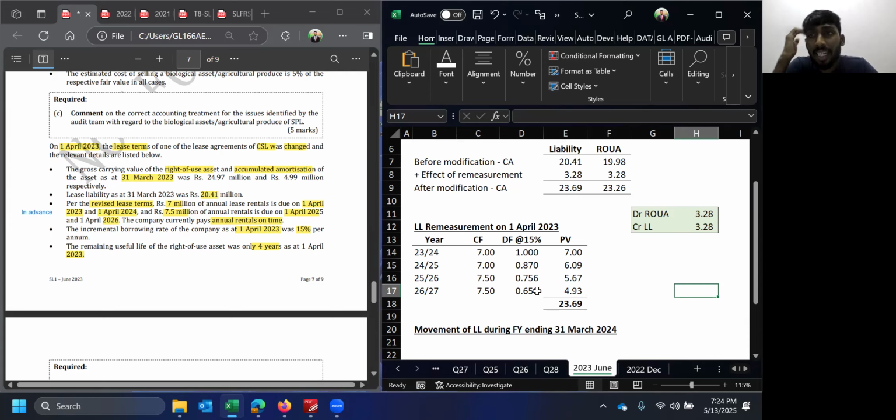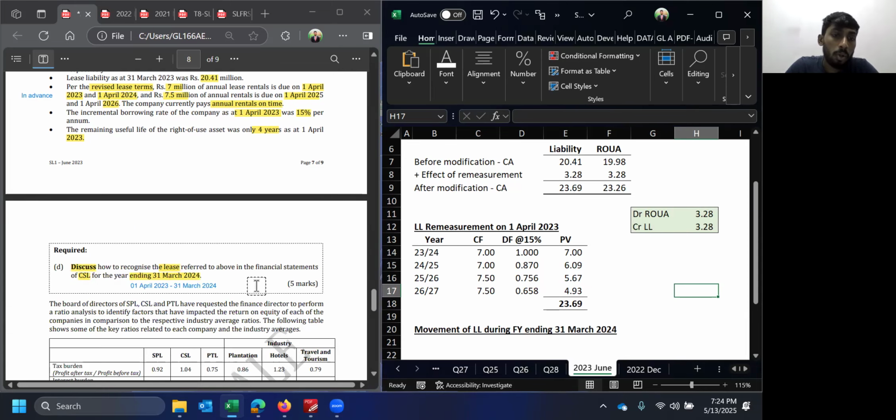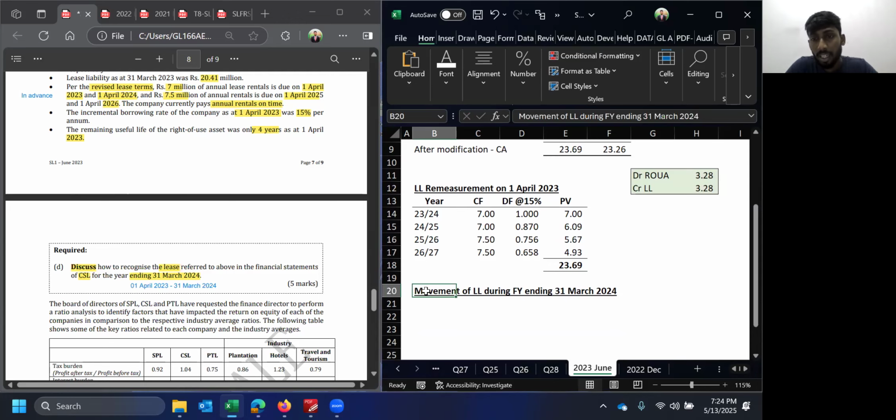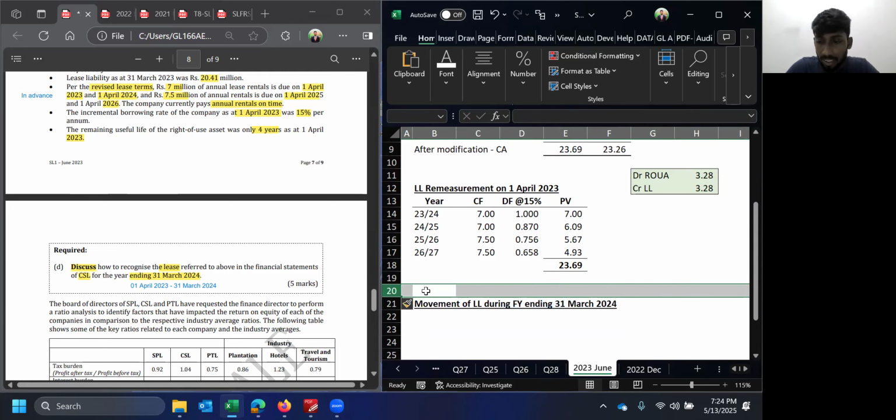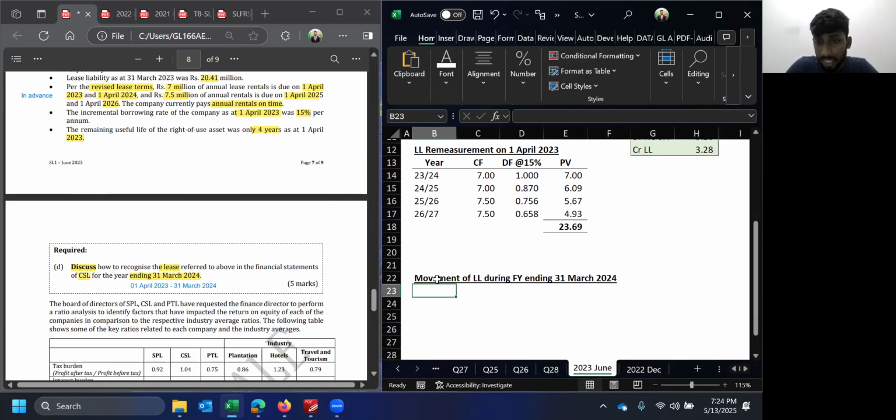But this is not what they ask, right? If you do this, you will get some amount of marks, but not all. Why? The question is: discuss how to recognize the lease referred to above in the financial statements for the year ending 31st March 2024.